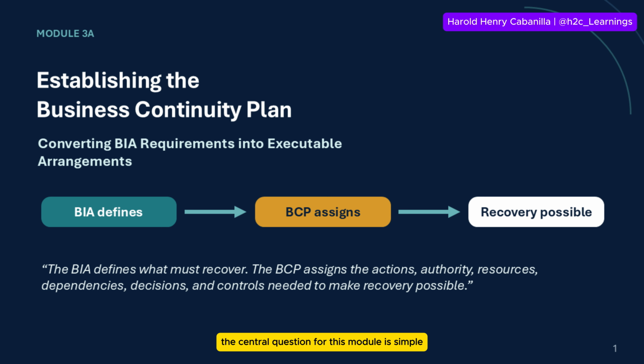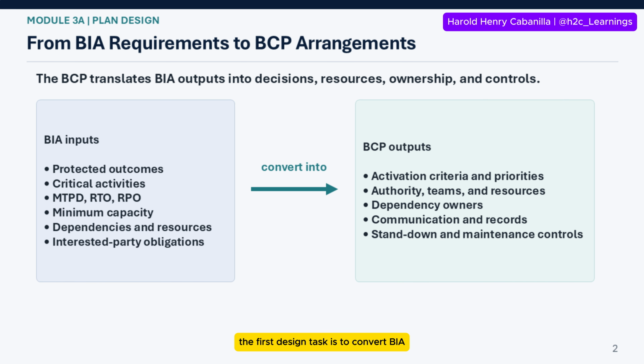The central question for this module is simple. What must the plan contain? Authorize, coordinate, and control before disruption occurs. The first design task is to convert BIA requirements into BCP arrangements. The BIA gives the approved recovery basis. It identifies the outcomes that must be protected, the activities that enable those outcomes, the maximum tolerable period of disruption, the recovery time objective, the recovery point objective where applicable, the minimum acceptable capacity, and the dependencies that must be available for recovery to be possible.